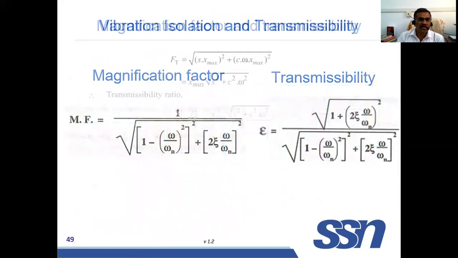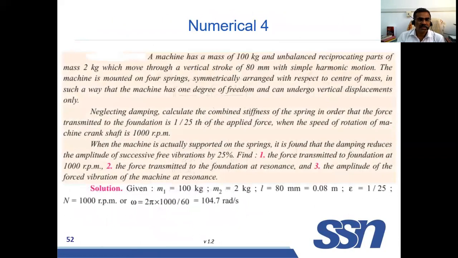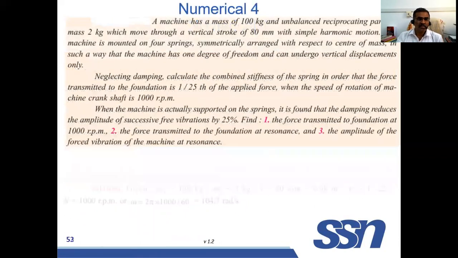Now let us discuss one problem. In this problem, a machine has a mass of 100 kg, that is, M is given as 100 kg. The unbalanced reciprocating part mass is 2 kg.